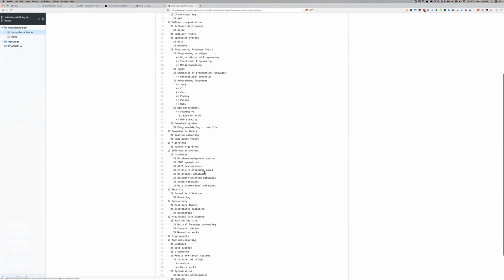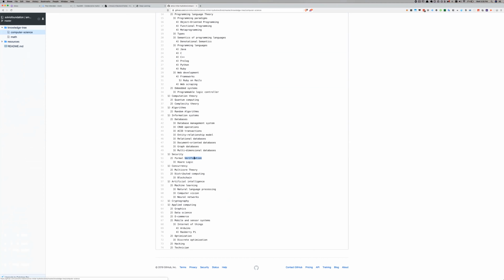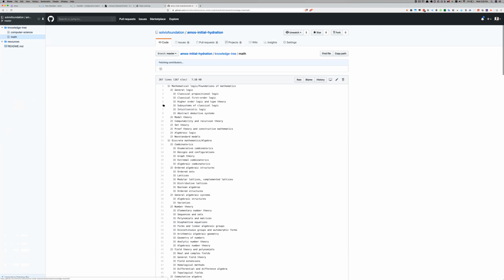I already have some ideas on how to change it. For example, security I think that we can split it up into its corresponding parts, like formal verification has to do with semantics of programming languages. Applied computing can be split up into all of these as first order topics because it's kind of an umbrella term, just as information systems is. So databases should be a first order term. So that's our current computer science tree.